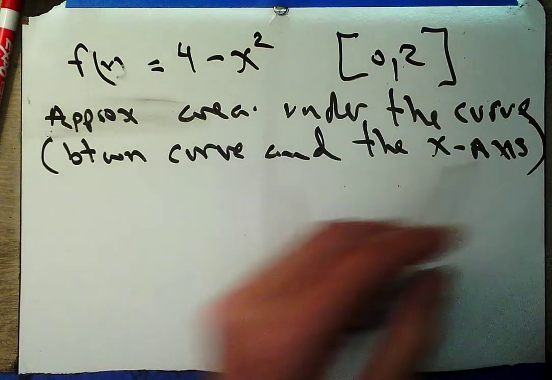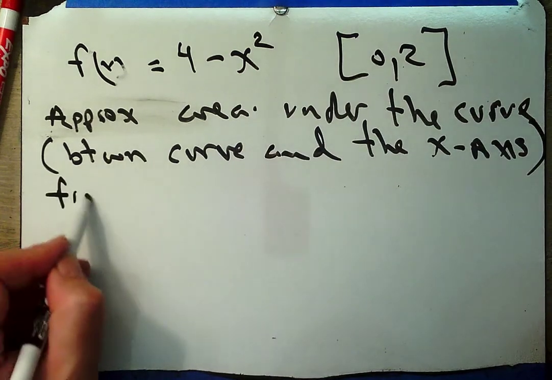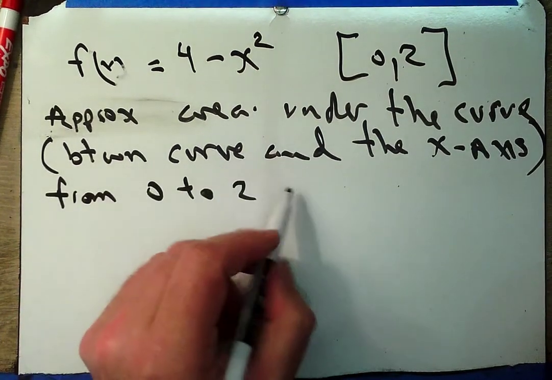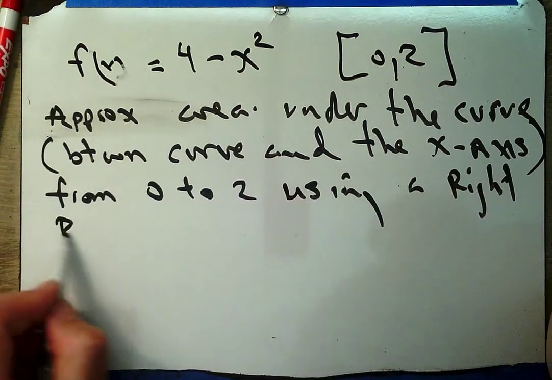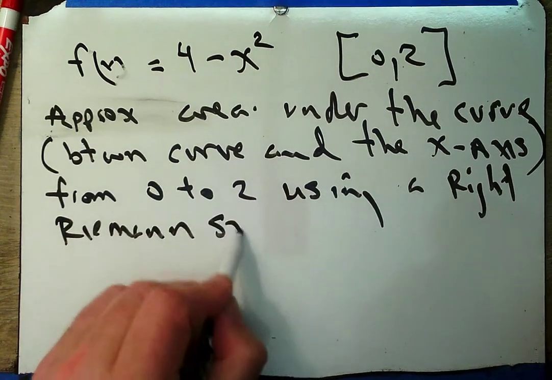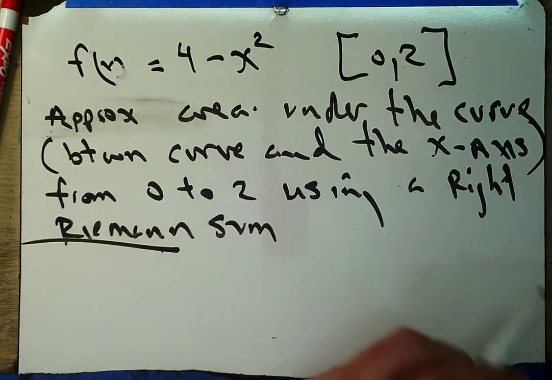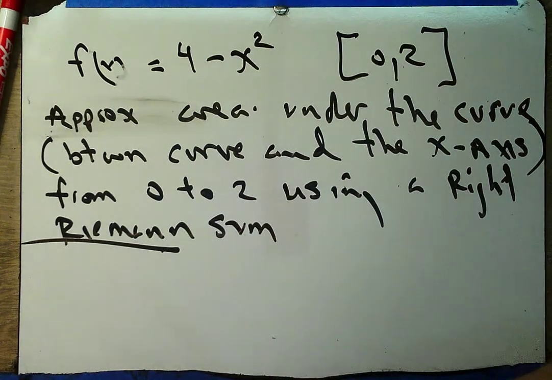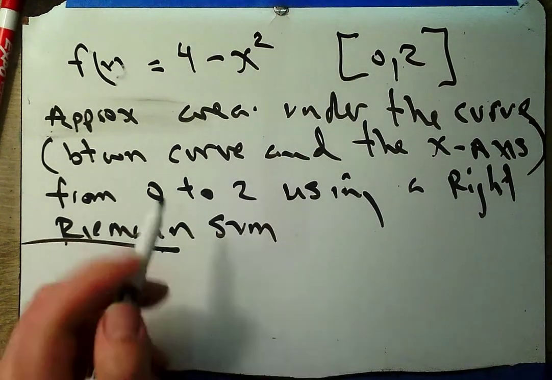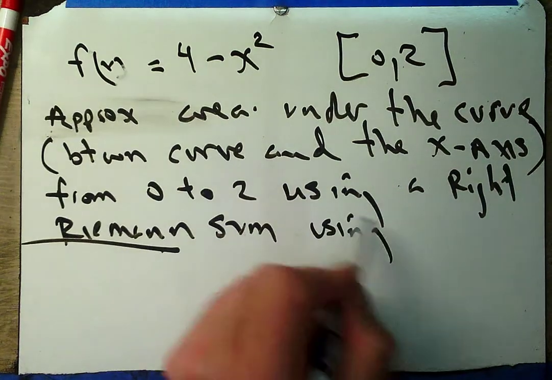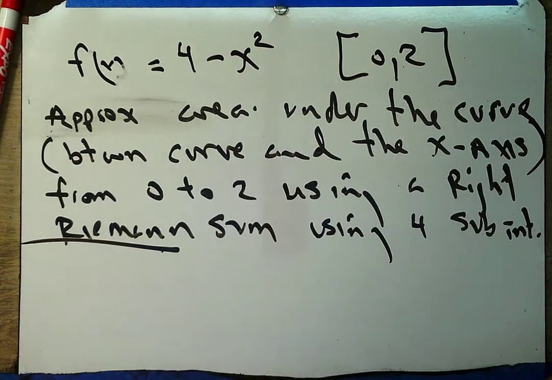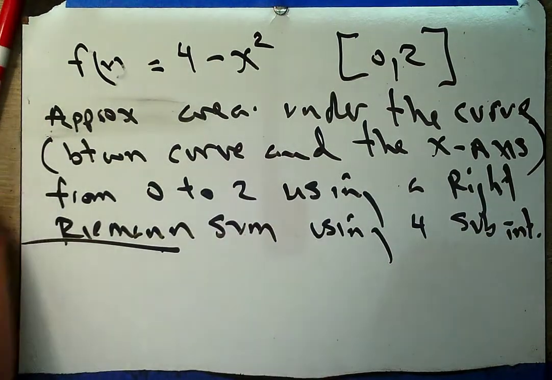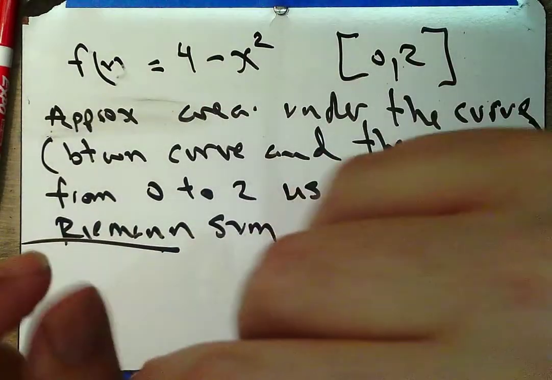Okay, approximate the area under the curve from 0 to 2 using a right Riemann sum. So pause the video and give this one a try. Wait, I didn't tell you how many subintervals. Using 4 subintervals. Okay. Yeah, so take a few minutes, do this one, and come back.